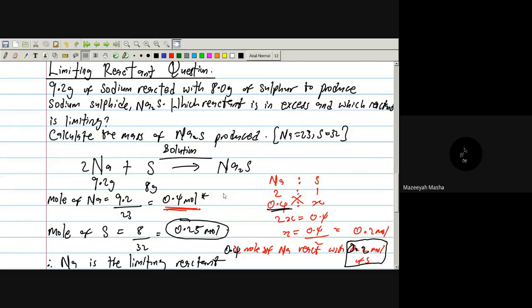Oh, so we still need to calculate the mass. Yes. The mass of Na2S. Are you done writing this? Now let's go.